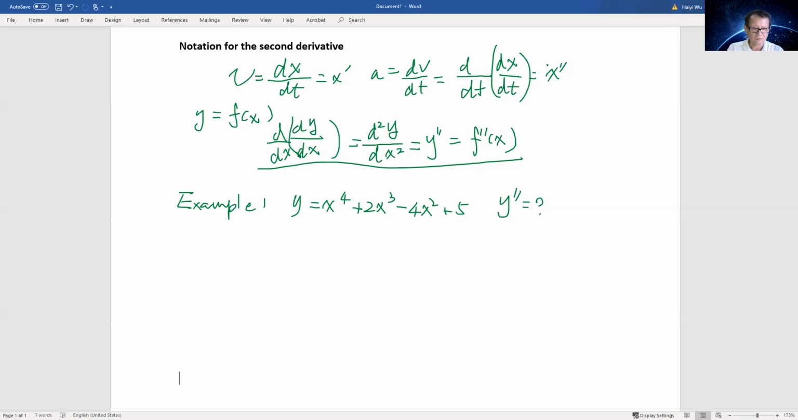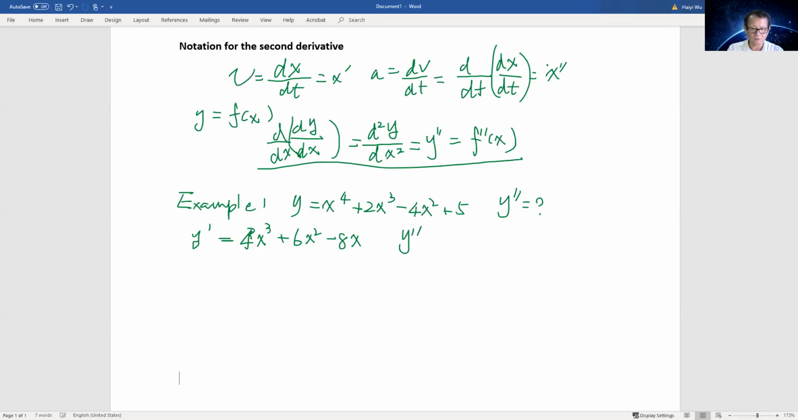First we need to do the first derivative, which is y dash. We know it's 4 to the front, so it'll be 4x cubed, plus 6x squared, minus 8x to the power of 1, plus 0. So that's the first derivative.